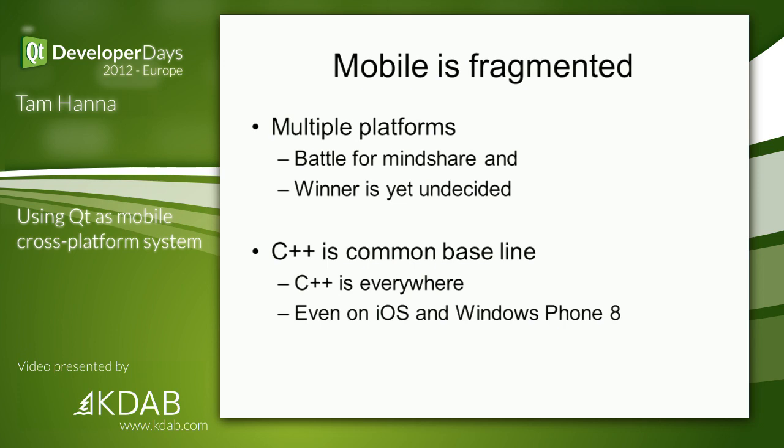As we already figured out, the mobile space is fragmented. There is a huge number of platforms. And for a development company, it's very important to gamble the platform strategy correctly, because first of all, we don't know who wins. Microsoft might turn out lucky, or they might bribe somebody. I mean, who knows? And it's also a battle for mindshare. And C++ is a common baseline. C++ code is everywhere, even on the toy operating system and on the garbage operating system.